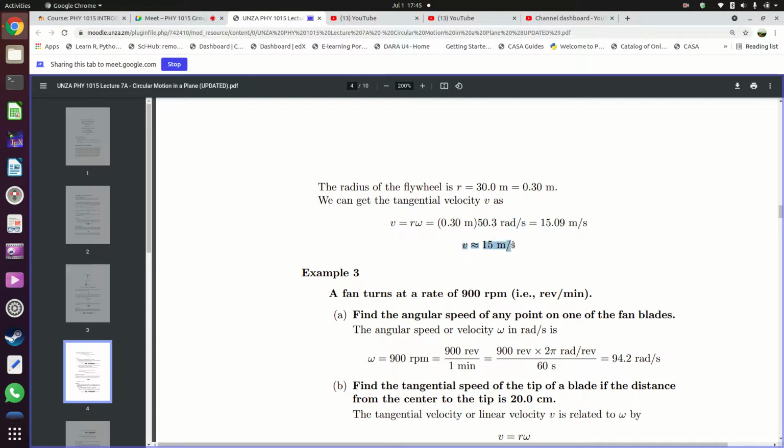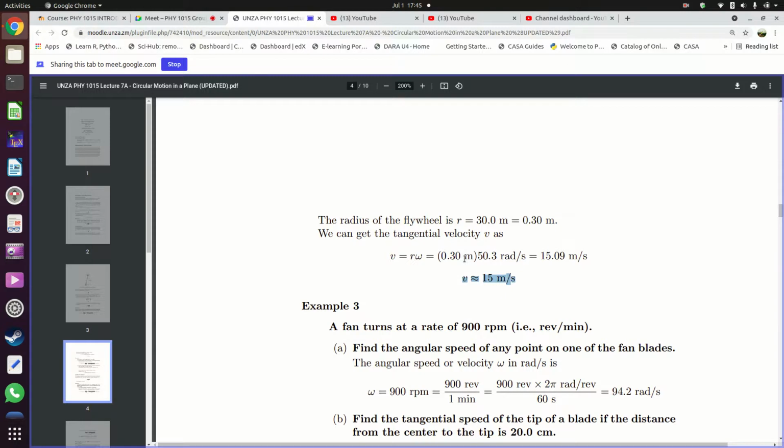Is that clear on how you find the velocity of a point, if you know the angular velocity and you know how far this particular point is from the center? So the tangential velocity v equals r multiplied by omega. Yes, is there a question?